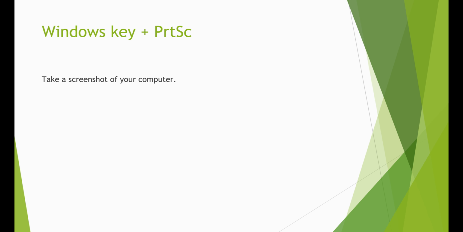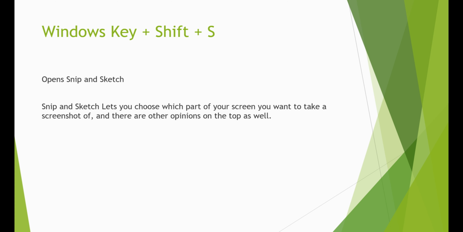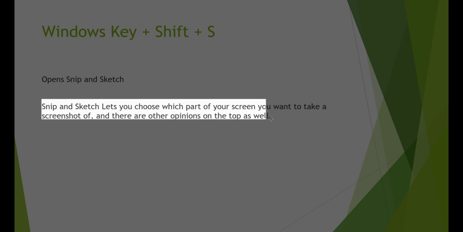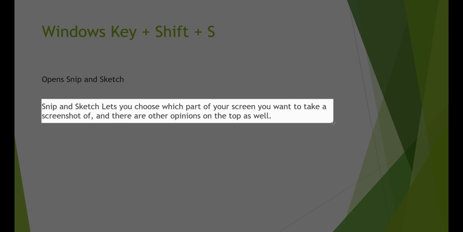Windows logo key plus Print Screen takes a screenshot of your computer. Windows logo key plus Shift plus S opens Snip & Sketch. Snip & Sketch lets you choose which part of the screen you want to take a screenshot of, and there are other options on the top as well.